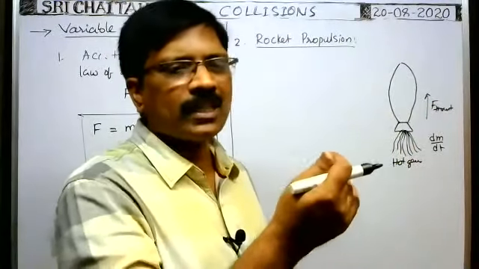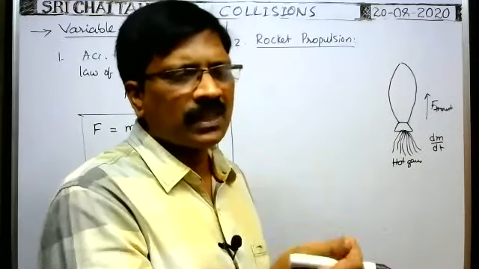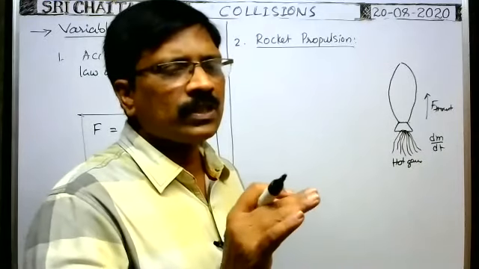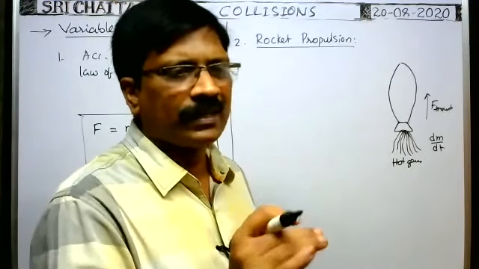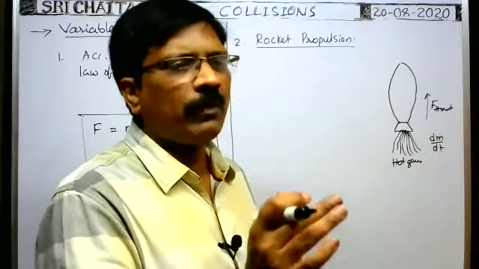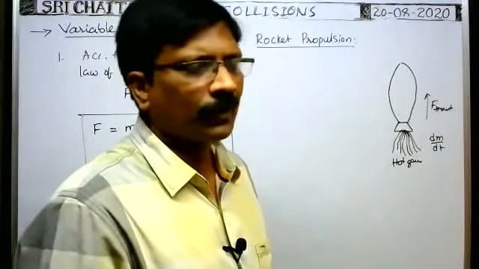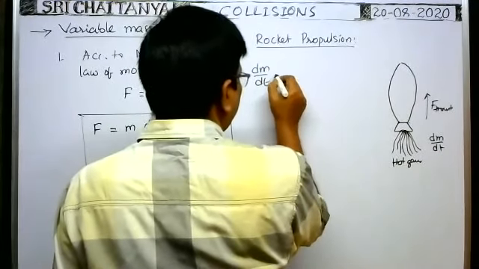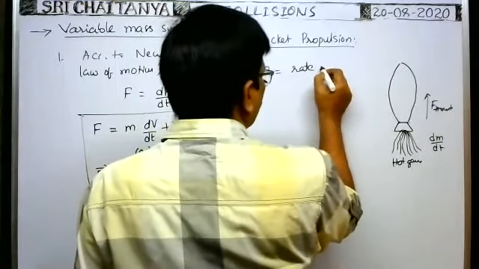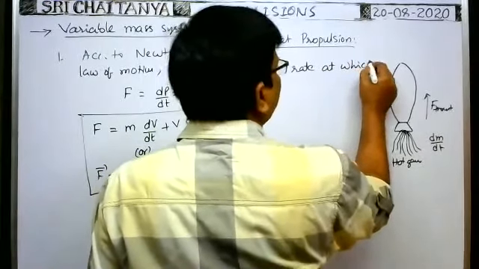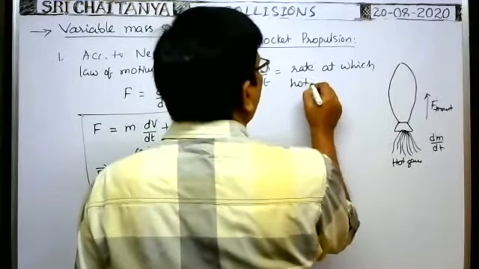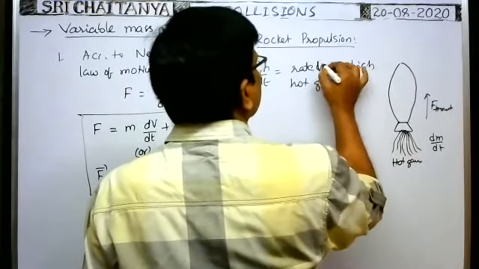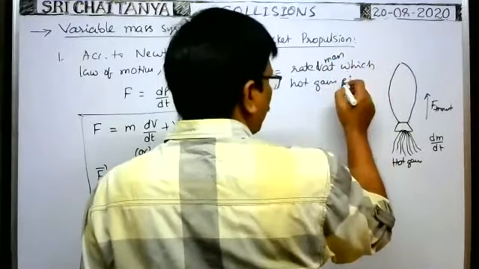Since dm mass of hot gases is coming out, the dm mass of the rocket is decreasing. So dm by dt is the rate at which the mass of the hot gases ejects out, or the rate at which the mass of the rocket decreases. Both are the same. That's why here dm by dt is the rate at which hot gases eject out, the rate of mass.